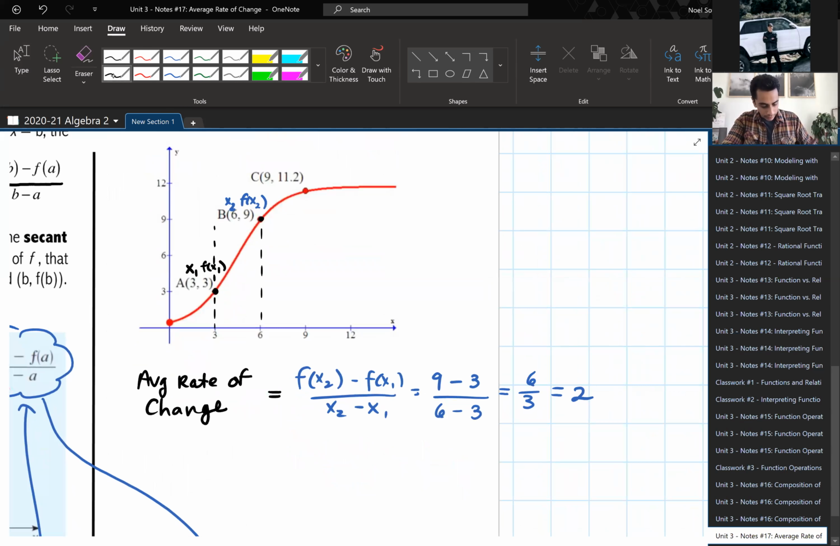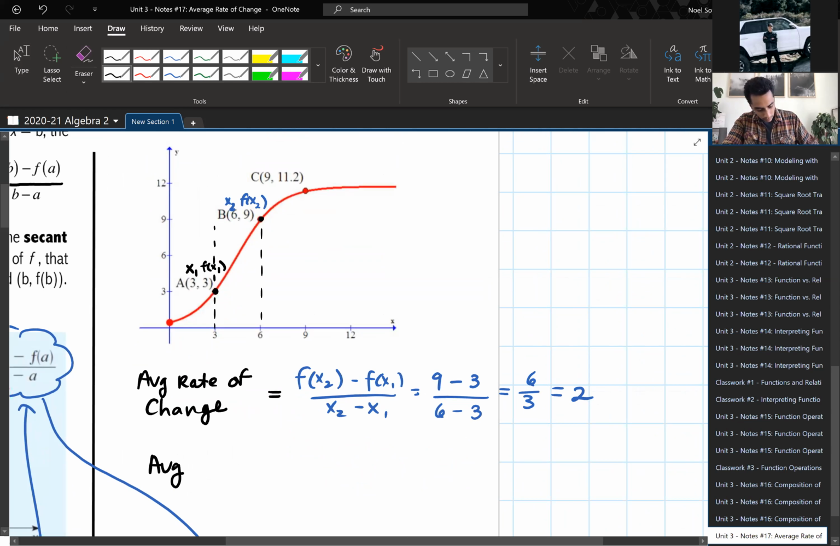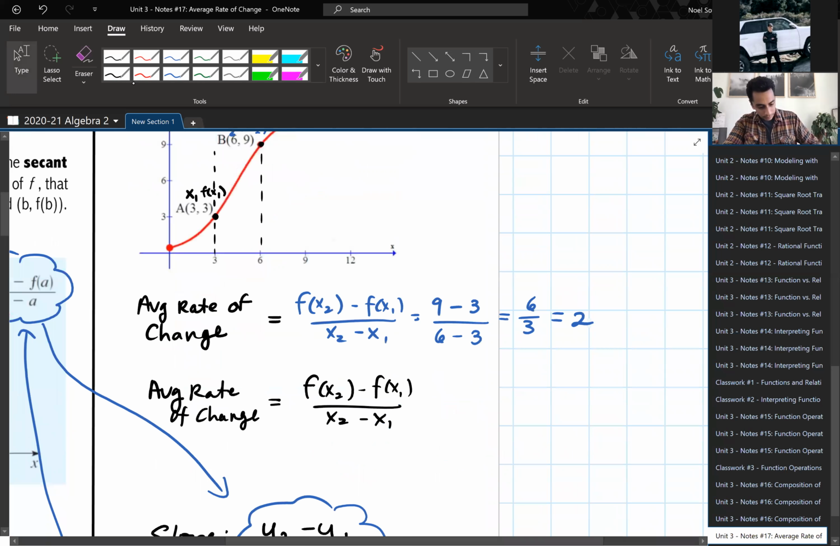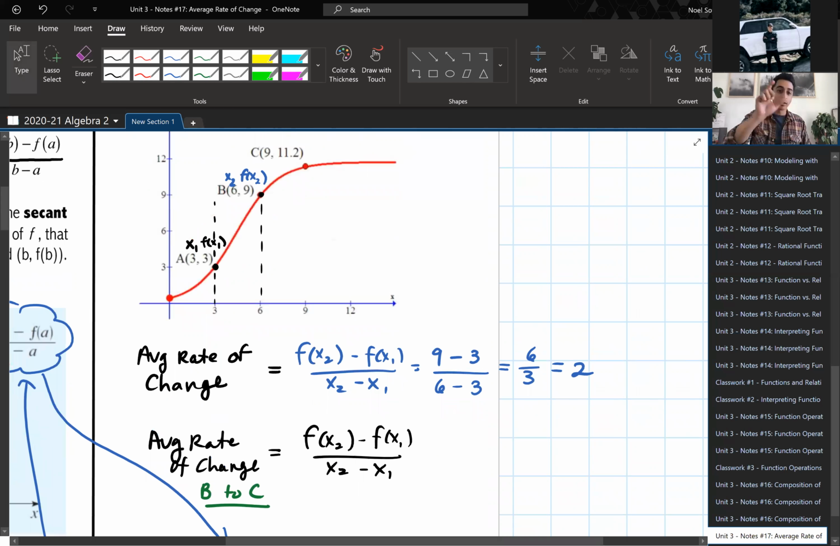All right, so let's take a look. Average rate of change. All right, f of x2 minus f of x1 all over x2 minus x1. Okay, but this time, because we're dealing with B to C, we have to relabel our x1 and x2, f of x1, f of x2. Because now you're using a different pair of points, right? So we're going to basically start over, right?